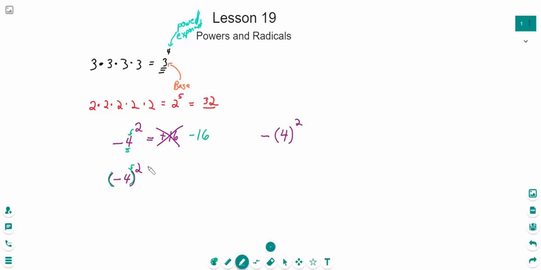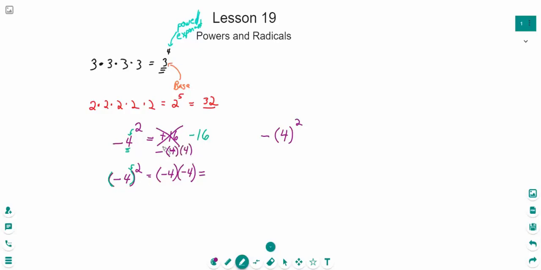So in this case, what's being raised to the power of 2? Well, it's this set of parentheses, okay? Because that's directly below the exponent. So here we are in fact saying that this is equal to a negative 4 being multiplied by itself twice. So this one is equal to negative 4 times a negative 4. The one up here was a negative 4 times a 4. Now hopefully you can see the difference there.